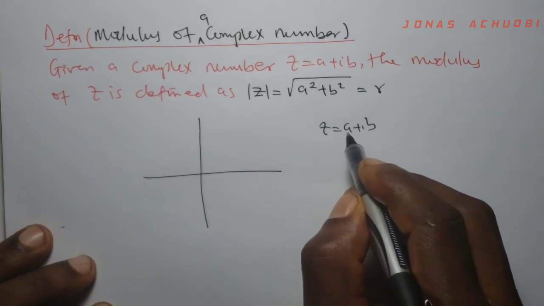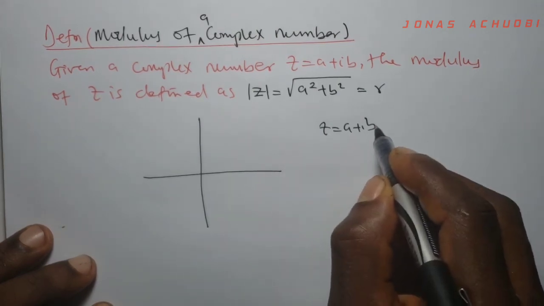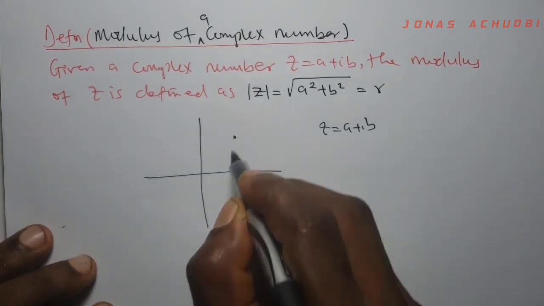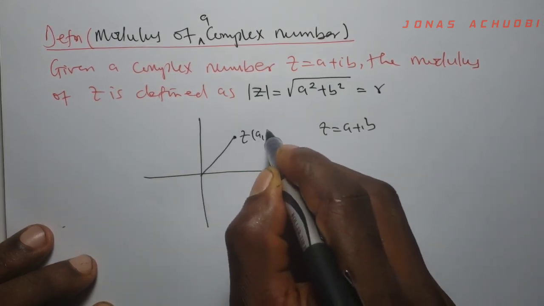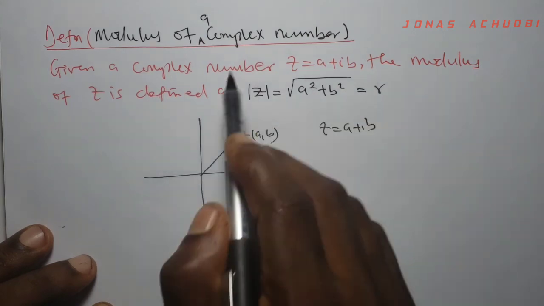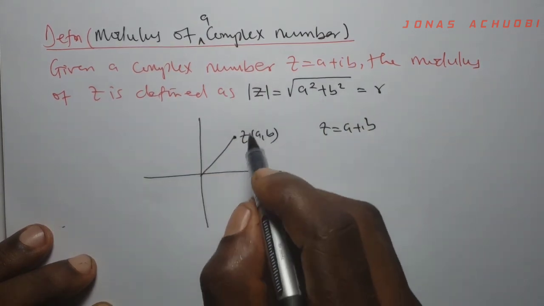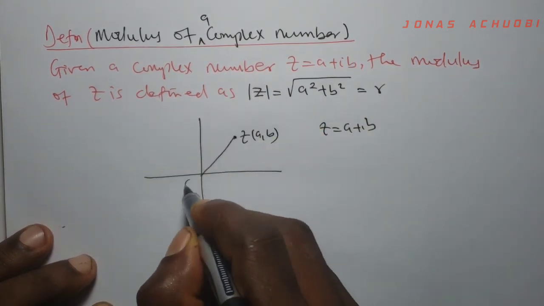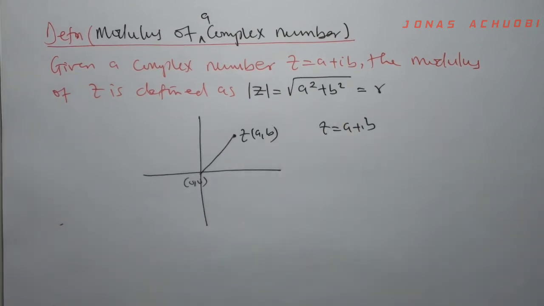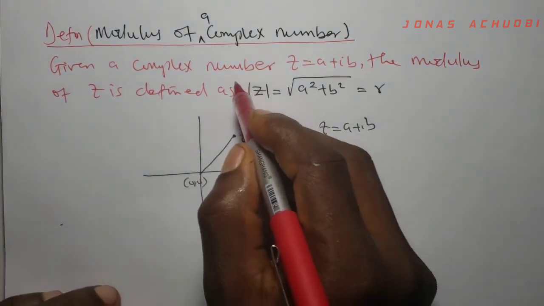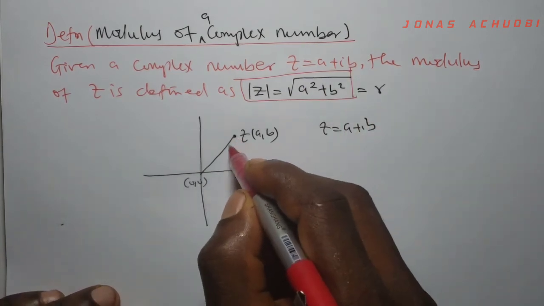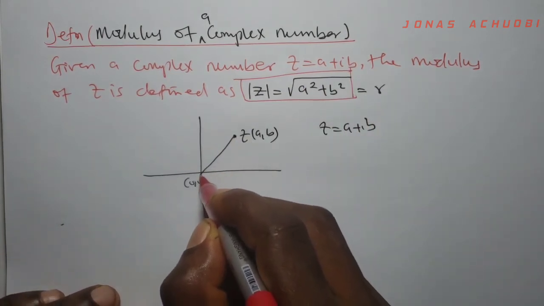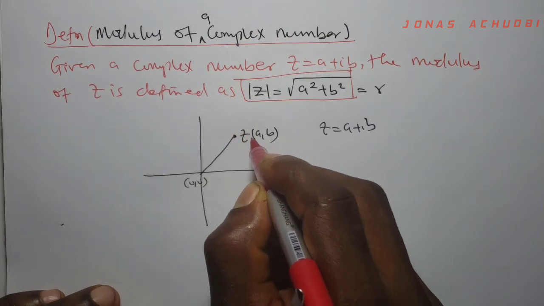So this complex number has a positive real part, same as the imaginary part, so it must be somewhere here. So that's a complex number z, (a, b). What we really mean by the modulus of a complex number here is this. When you calculate what you're seeing here, what we're actually checking is the length of the complex number from the origin to the point where z is.